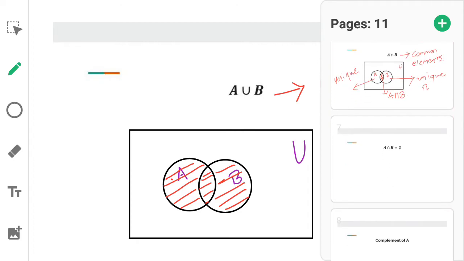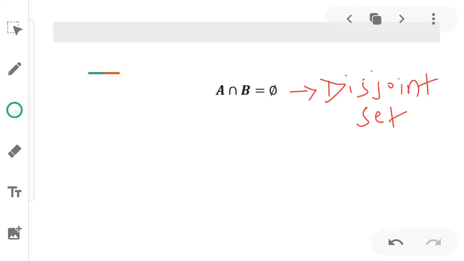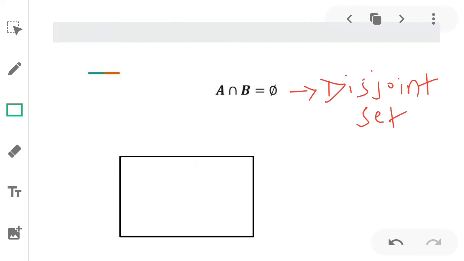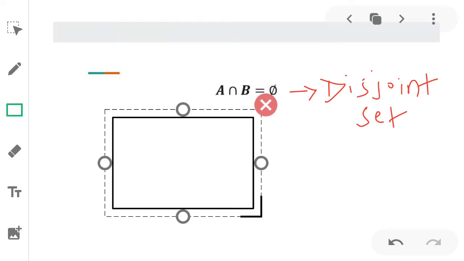Okay, so the next diagram is A intersection B is equal to empty set. This is the special case. It is called a disjoint set. Whenever there are no common elements, A intersection B is equal to empty set, then we can draw it like this. Okay, I will draw it.